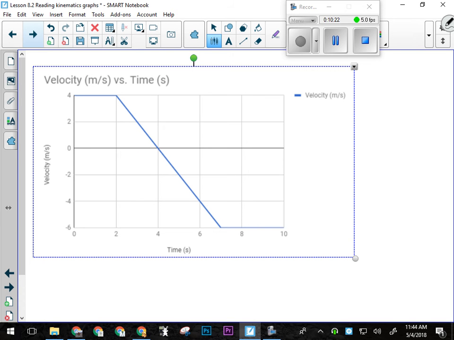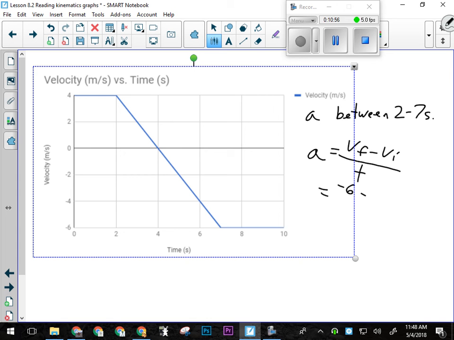So this one changes things. It goes down into the negative. It doesn't really change what we have to do. It's just some of our answers will now be negative. All right. So first thing I want you to calculate. I want you to calculate the acceleration between 2 and 7 seconds. Here. So again, the formula we always use to calculate acceleration is change in velocity, VF minus VI, over time. Our final velocity in this case is -6.